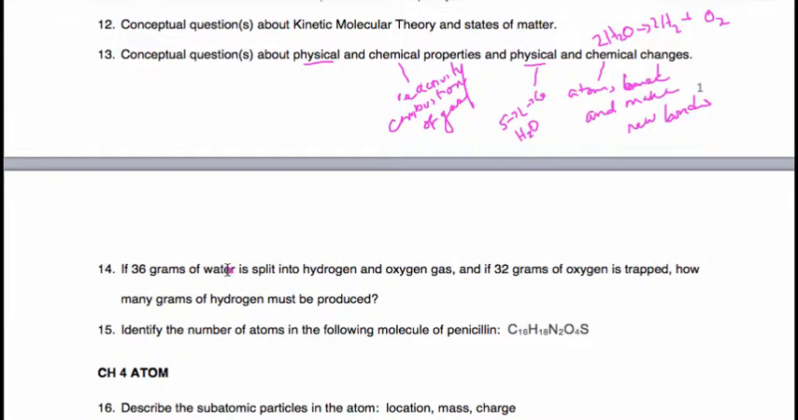Number 14, if 36 grams of water is split into hydrogen and oxygen gas, and if 32 grams of oxygen is trapped, how many grams of hydrogen must be produced? All right, just looking here at what's already written, we're saying we had 36 grams of this to begin with. We end up with 32 grams of that. This is basically a conservation of mass question. We can't lose atoms in the process of a chemical reaction. They're still there. All of the atoms that have ever existed are just rearranging with each other. So it must be that there are 4 grams of hydrogen gas produced to abide by the conservation of mass.